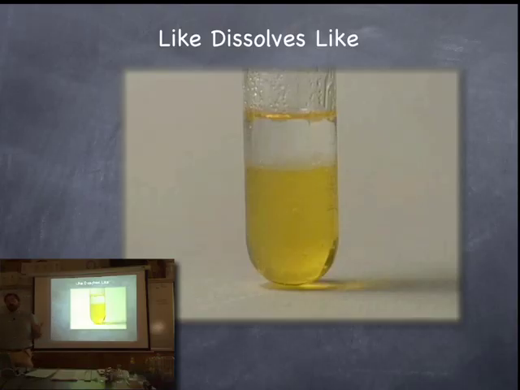Oil is a long chain hydrocarbon, non-polar. Water and oil don't mix. Vinegar and oil don't mix. You can do some interesting things if you make the drops tiny, tiny, tiny, emulsify the solution. The drops are so small they can't recombine together. Then you can get things to mix in that way. But we say like dissolves like.